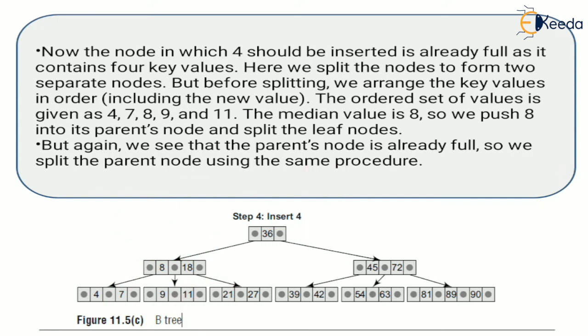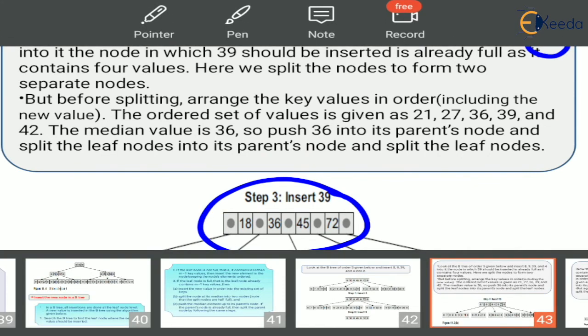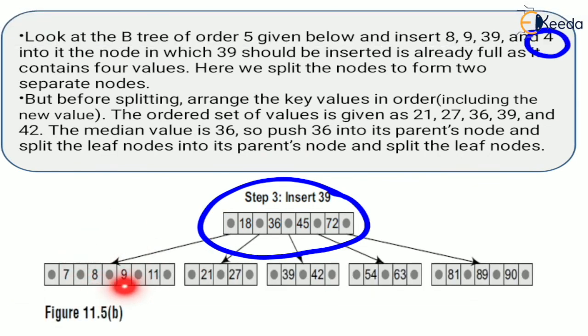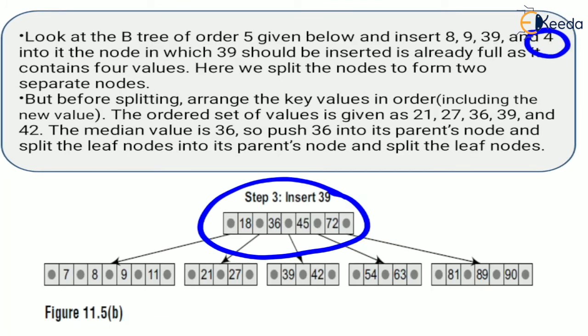As you observe in the previous slide, we push this 8 into its parent node. First of all we arrange all the elements: 4, 7, 8, 9, 11. 8 is the median, so this is shifted to its parent node and we again split the leaf node. But again we see that the parent node is already full because it already contains four values, that is 18, 36, 45 and 72.